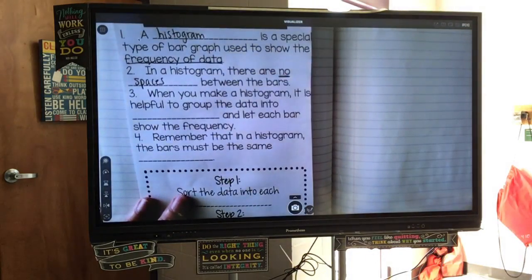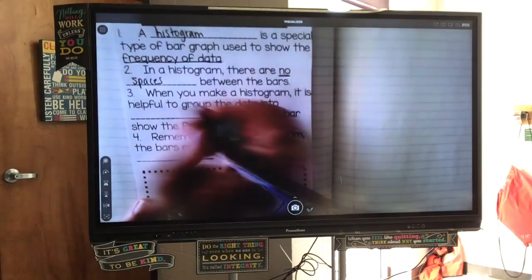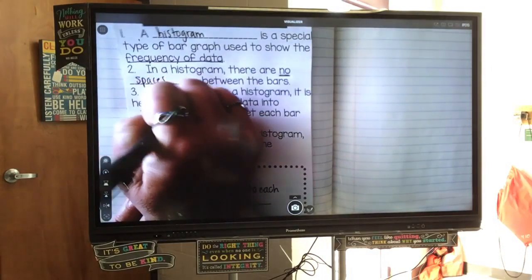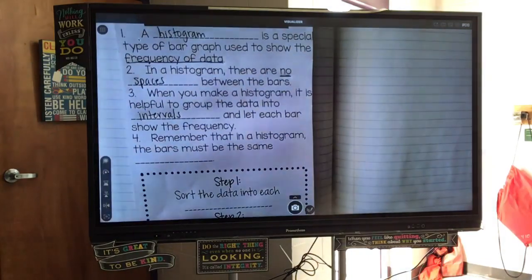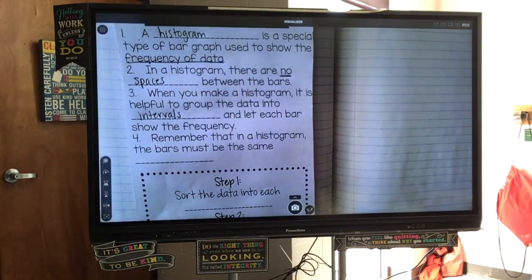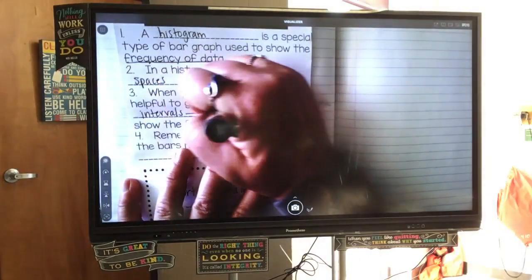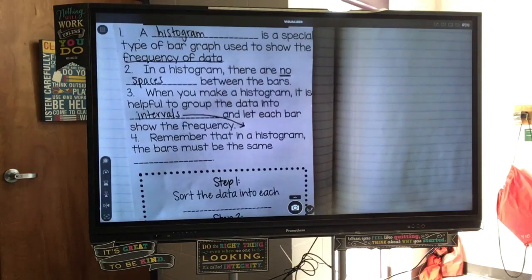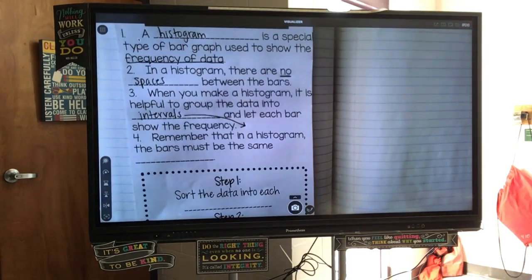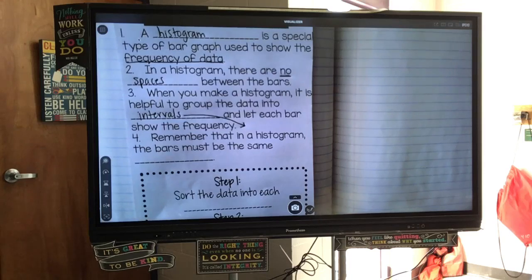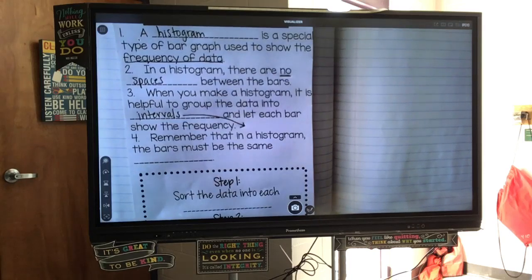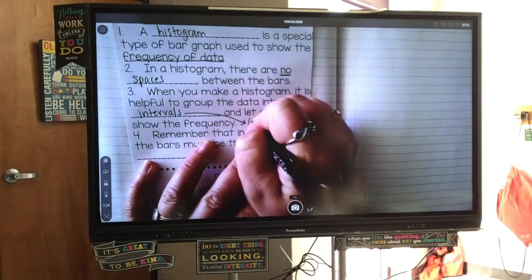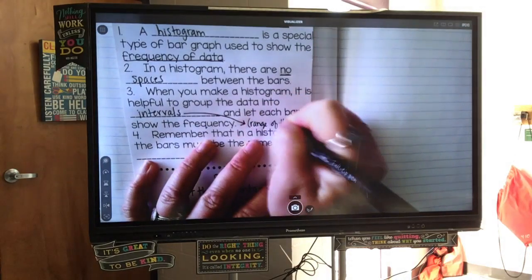When you make a histogram, it is helpful to group the data into intervals and let each bar show the frequency. So an interval is what? Do I know what an interval is? What do you think, Ronnie? It's a type of data, but an interval is like a range of numbers. So like you have intervals of 2s or 5s or 10s or thousands depending on your data. So range of numbers.